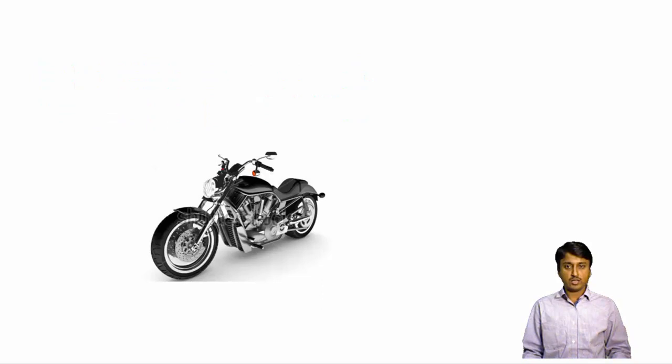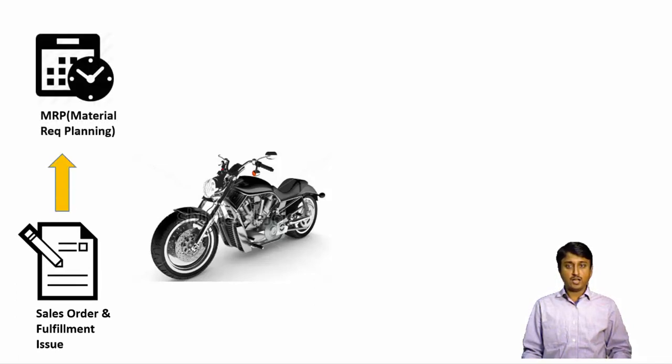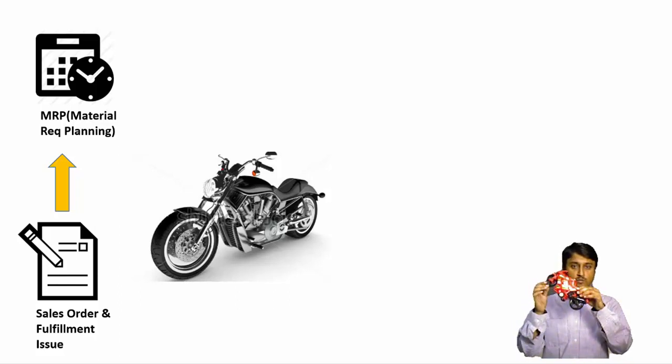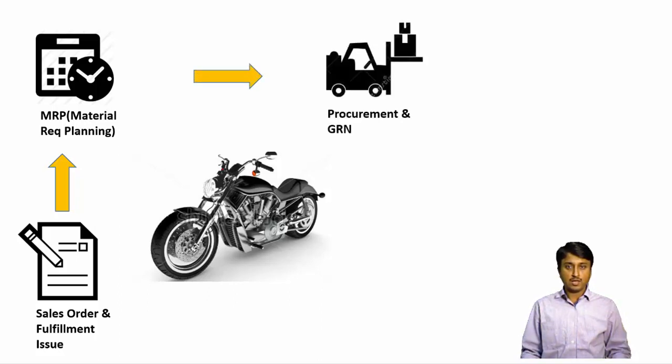In this demonstration, you will see how a customer order is captured in the SAP system, MRP is executed, resulting in auto-generation of the procurement request for the wheels which are part of the bike and currently not in stock, procurement of the wheels, and finally, the production completion of the bike.